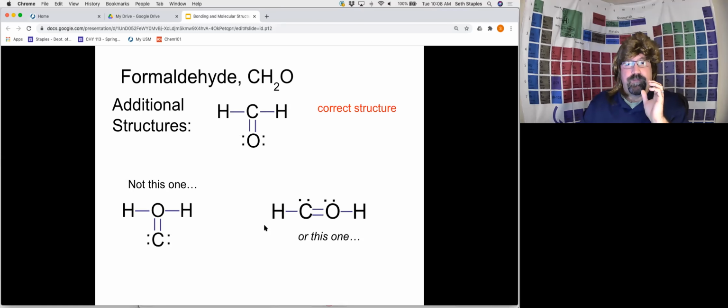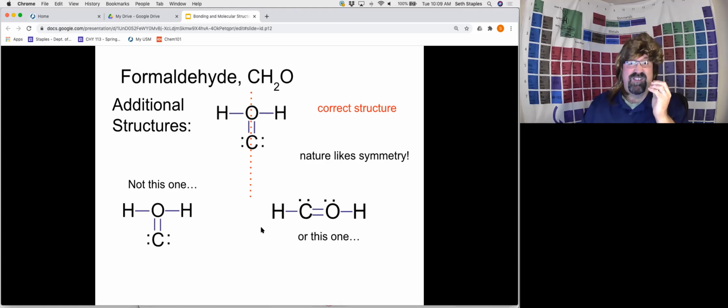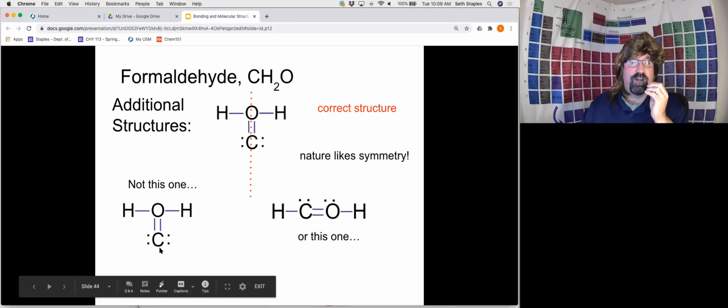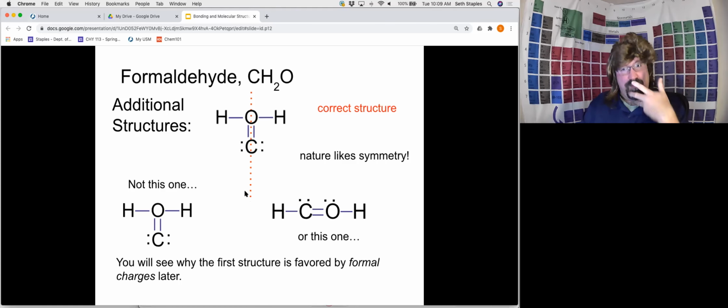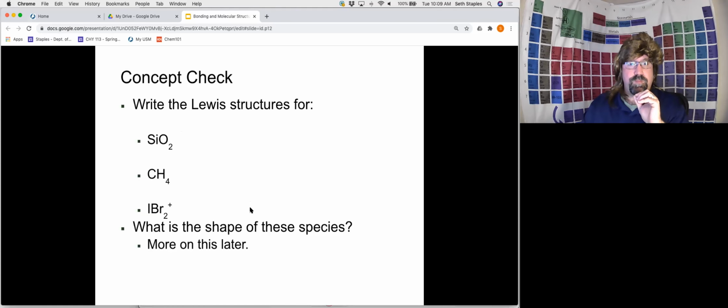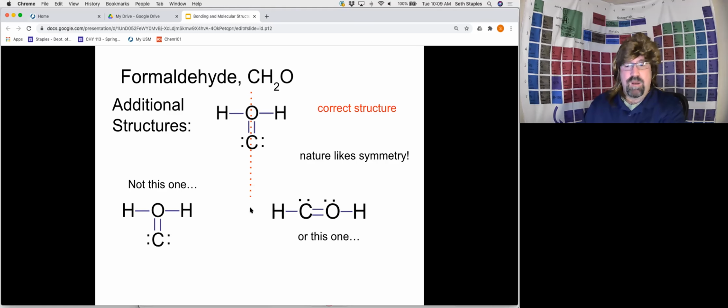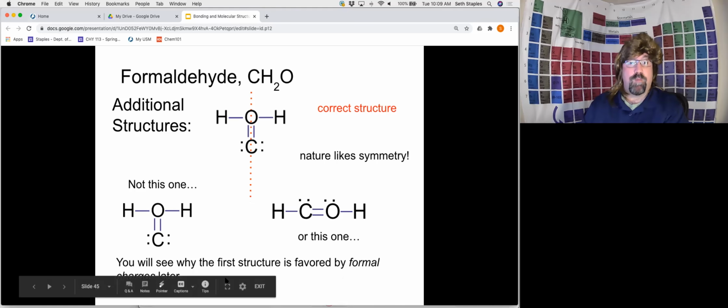And then again, we're also going to look at something called formal charges later. Another thing to look at is that nature likes symmetry quite a bit. And we can see, yes, this one is symmetrical, but our least electronegative atom is not central. But this isn't really symmetrical in the same way that this structure is. That's another thing to keep in the back of your heads. But again, we'll also look at formal charges in a few minutes to really see why this one is the favored structure.